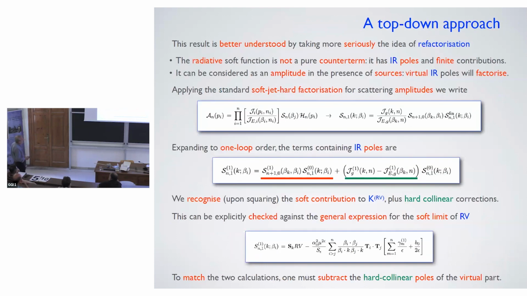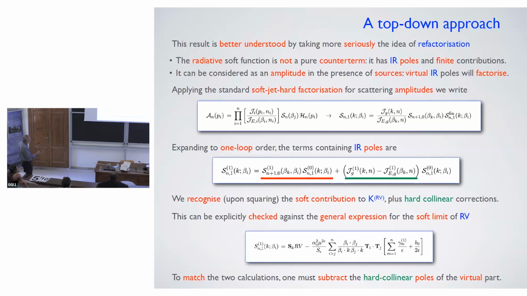And this you can understand if you go back to the idea of a top-down approach, and you take more seriously this idea of refactorization and you bring it to loop level. So the idea is that one can take the radiative soft function, so this n hard particles and 1 radiation, and just consider it as an amplitude, right? And you see this is to any loop order. So scattering amplitudes factorize like this.